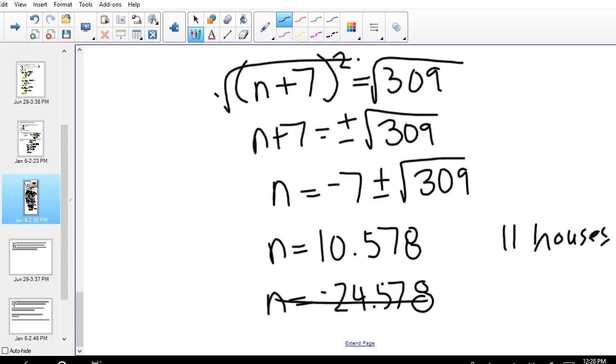Just by adding up and saying, oh, first house, second house, third house, fourth house, fifth house. Oh, on the 11th house, I made it to 65,000, past $65,000. So that's probably better to do in this case.